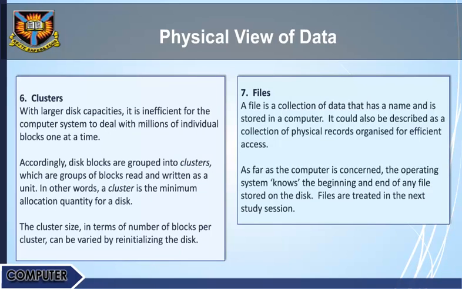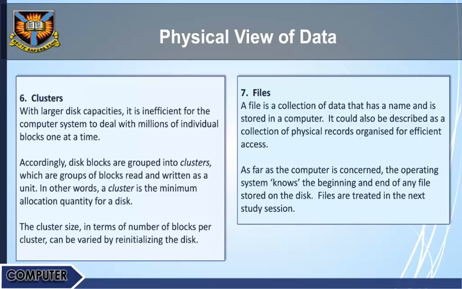6. Clusters. With large disk capacities, it is inefficient for the computer system to deal with millions of individual blocks one at a time. Accordingly, disk blocks are grouped into clusters, which are groups of blocks read and written as a unit. In other words, a cluster is the minimum allocation quantity for a disk. The cluster size in terms of number of blocks per cluster can be varied by reinitializing the disk.